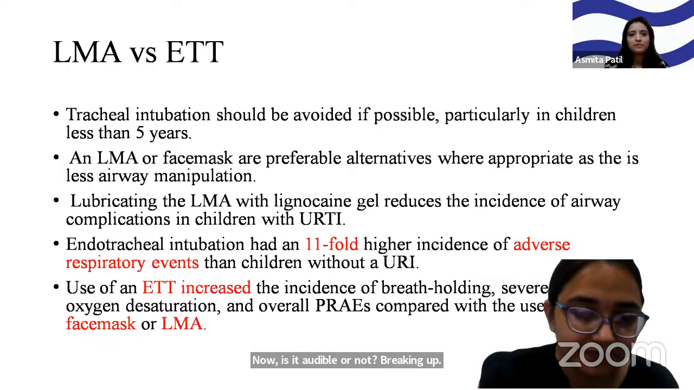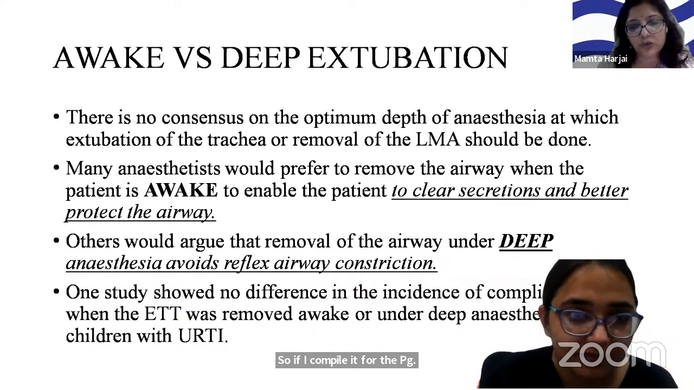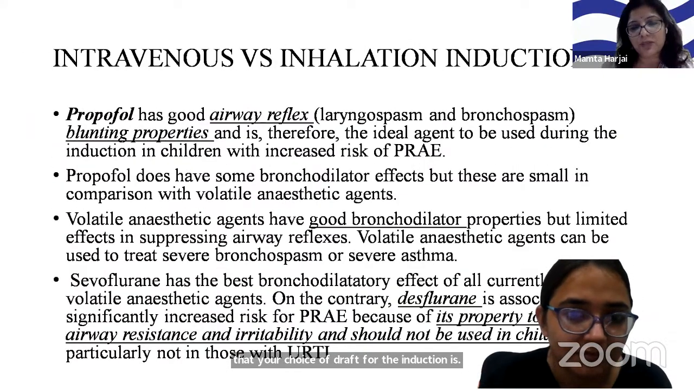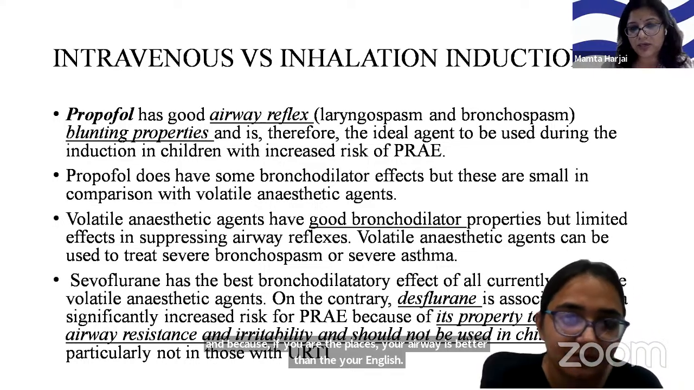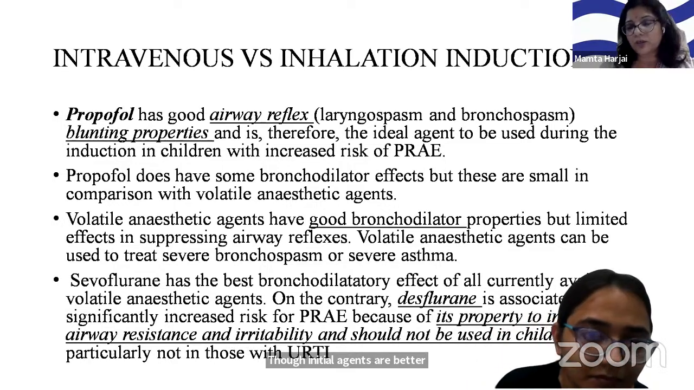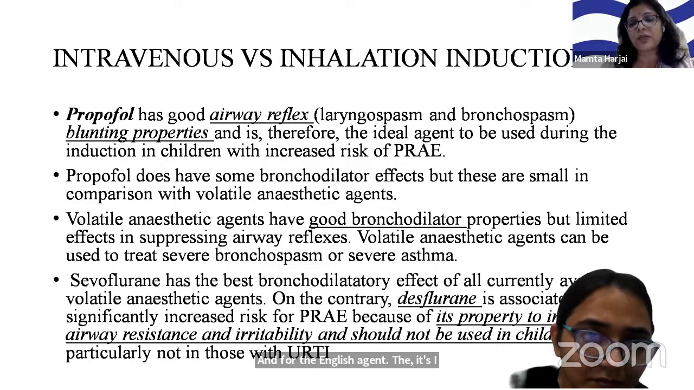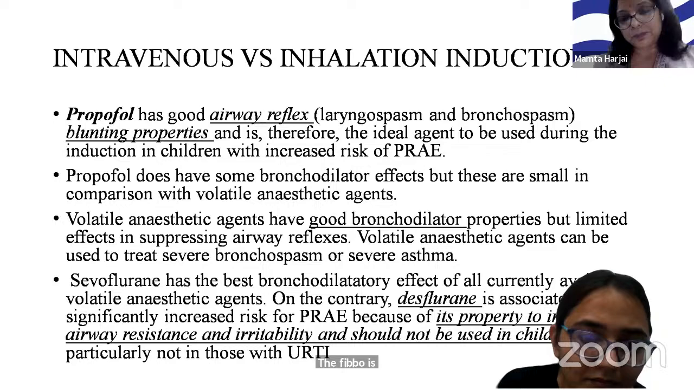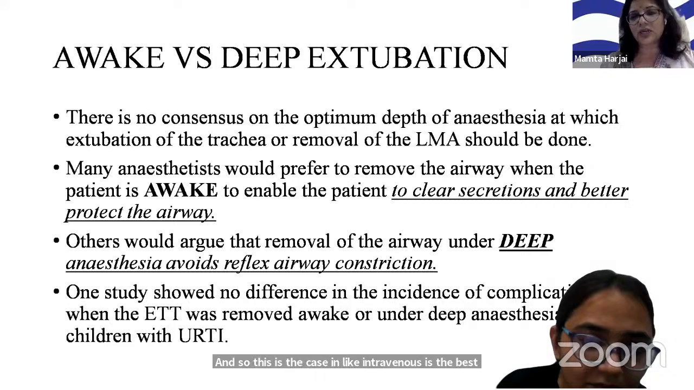Yes, ma'am. So if I compile it for the PG residents, your choice of drug for the induction is propofol, because it suppresses your airway reflexes better than your inhalational agents. Though inhalational agents are better bronchodilators, propofol is a better airway reflex suppressing agent. And for the inhalation agent, sevoflurane is the best as compared to desflurane or halothane. Intravenous is the best as compared to the inhalational induction agent.